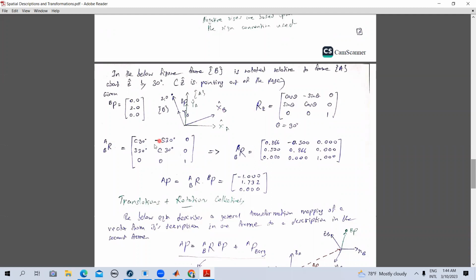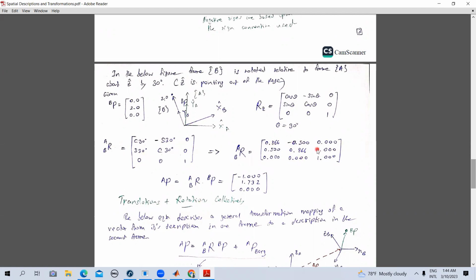So then you simply get cos. This is the shortened form for cos, right? Cos 30, minus sin 30, 0, sin 30, and so on. You can substitute all this and compute. You know cos 30 is this value, and sin 30 is half. So you can substitute and you get this particular matrix. This is a rotation matrix, right?